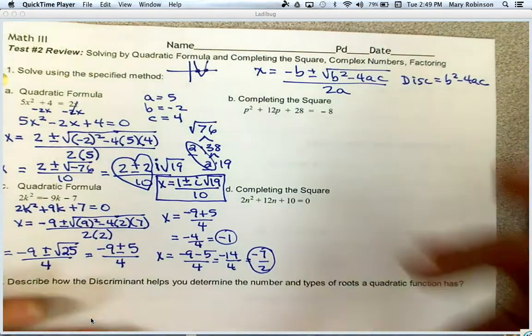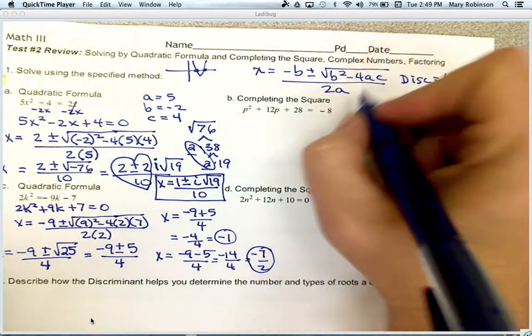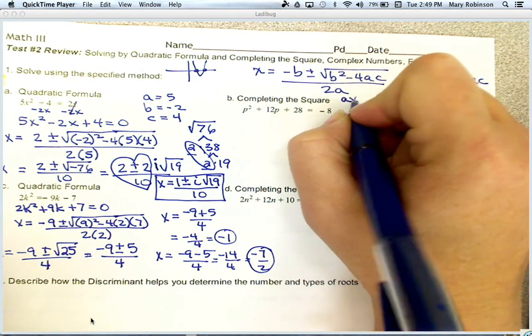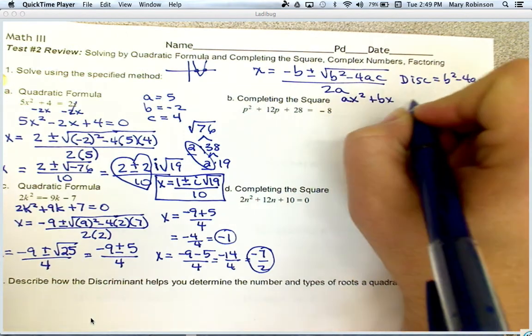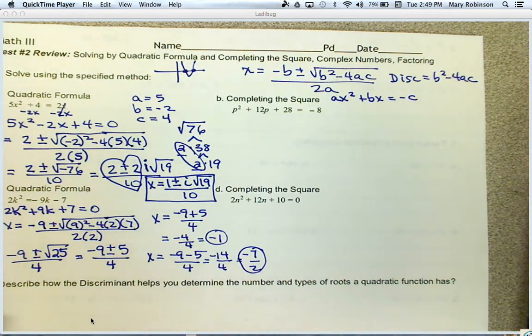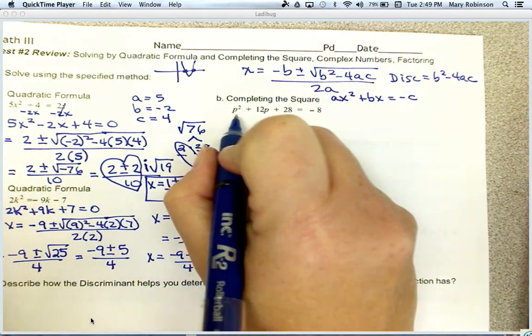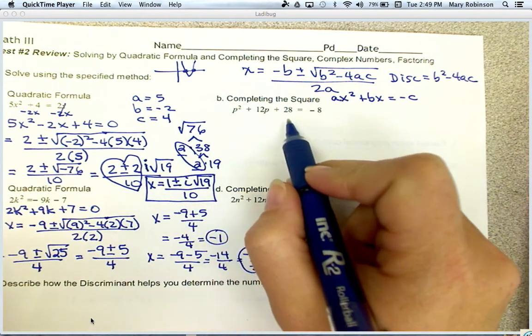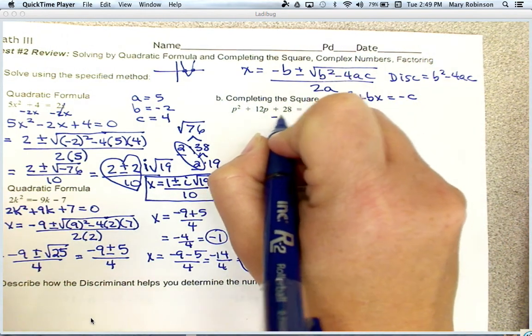Next, going on to completing the square, we need to remember that for completing the square, we need our quadratic term and linear term on one side with our constant on the other being subtracted. So in this case, we do have our quadratic and linear term. With this, plus 28 needs to be subtracted.